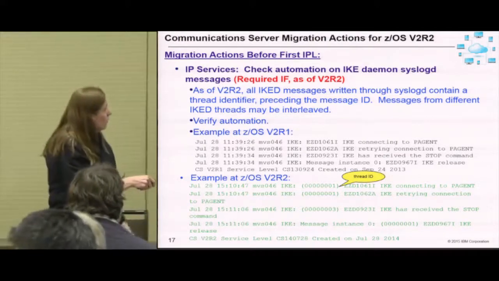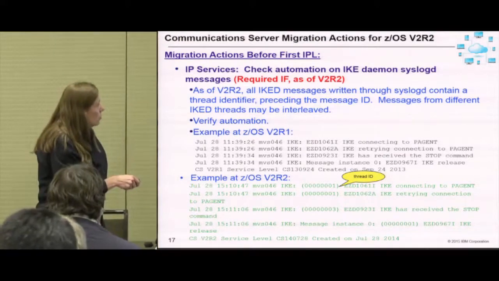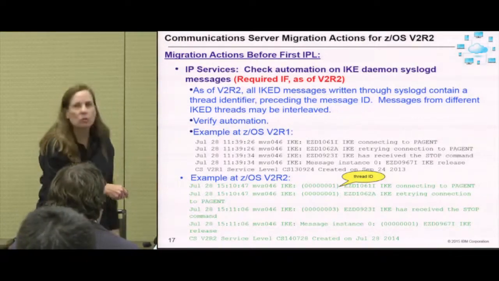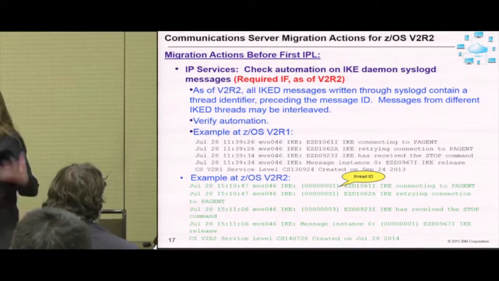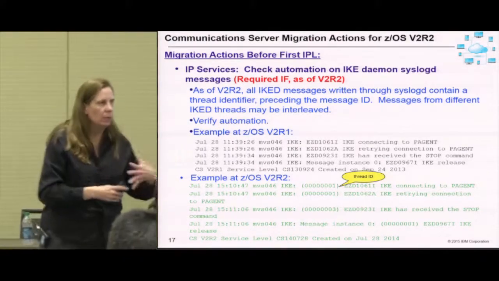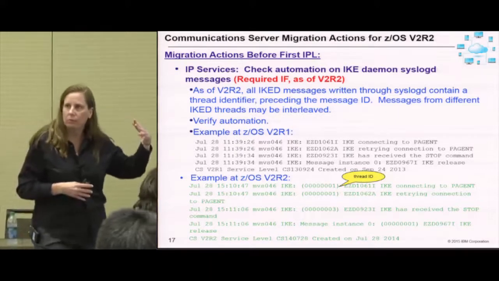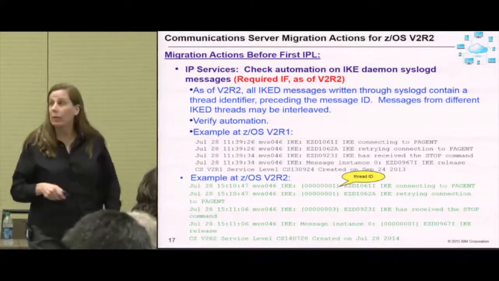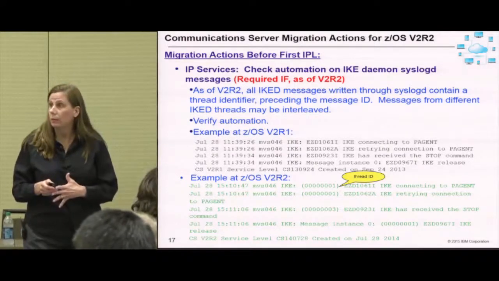So you can see an example here of how I had a message from thread 1, thread 3 came in, and there's another message from thread 1. So now you're going to be able to tell what the message is and what thread it came from, and they might be interleaved, and you'll be able to tell with the identifier of the thread. So just keep that in consideration if you have any automation that needs to accommodate this.